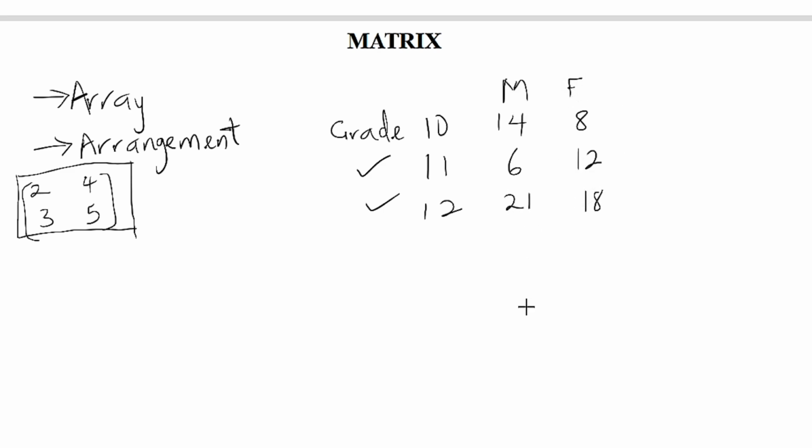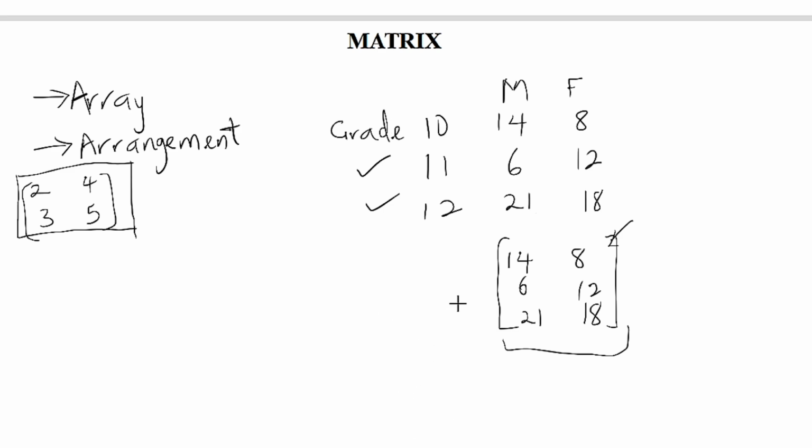If we are to represent this in matrix form, we will put something like this: 14, 8, 6, 12, 21, 18. And so a matrix is a simple mathematical structure that holds numerical information. Discover that everything within these brackets is a number, and this is more like a rectangle. So today we are just looking at the basics of matrices.